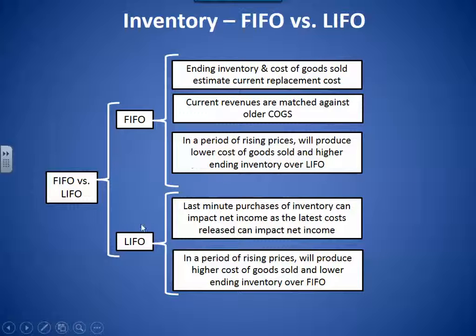If we take a look at a couple attributes of LIFO, last minute purchases of inventory can impact net income, as the latest cost released from that latest layer can basically impact the net income. Also in LIFO, in a period of rising prices, LIFO will produce higher costs of goods sold and a lower ending inventory over FIFO. In a period of falling prices, the opposite is true.